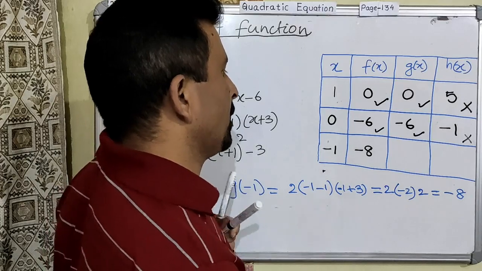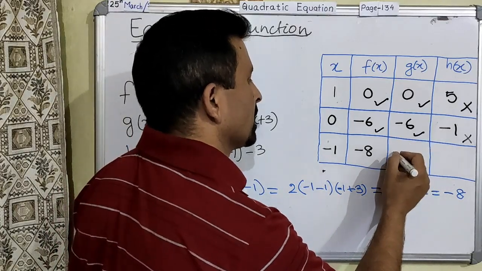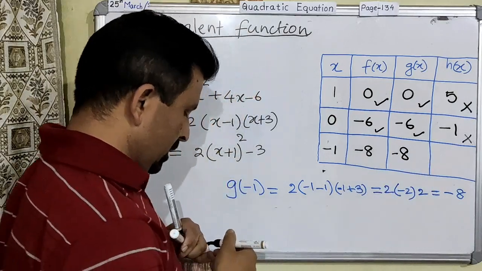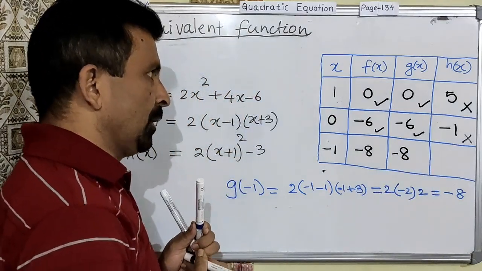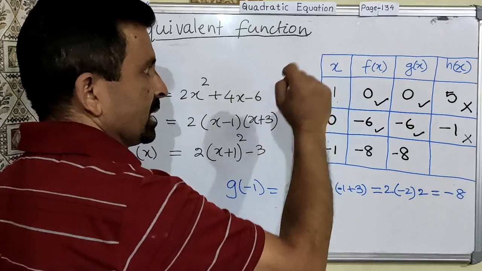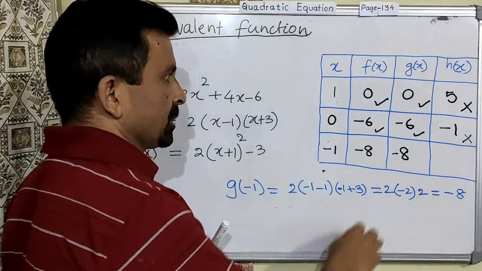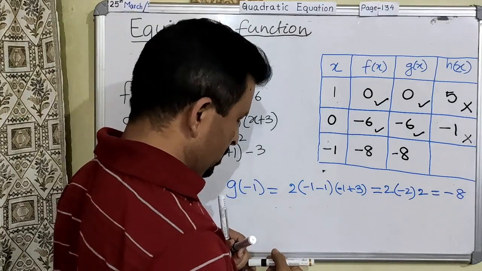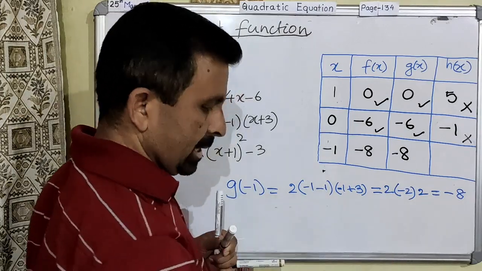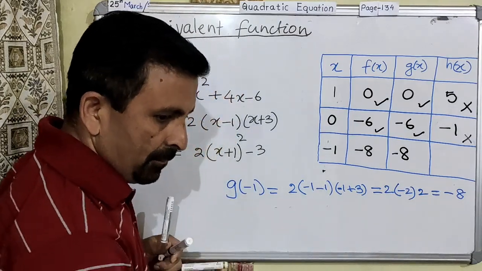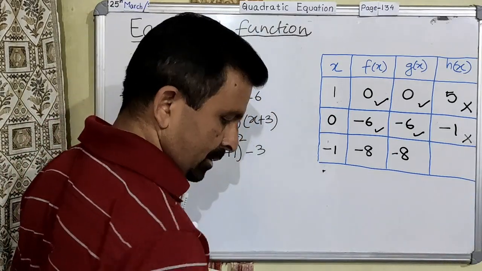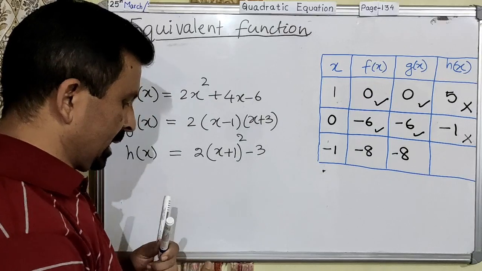Again you can see for the third input also, you are getting the same output from the two forms of quadratic equation. One is the standard form, another the factored form. So now it is confirmed that fx is equivalent to gx, right? And now let us calculate the value of hx to give the final conclusion, final answer.